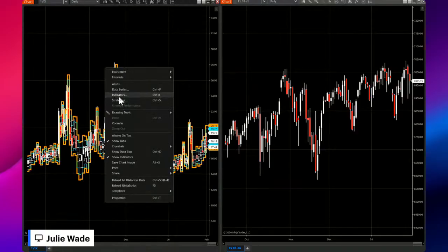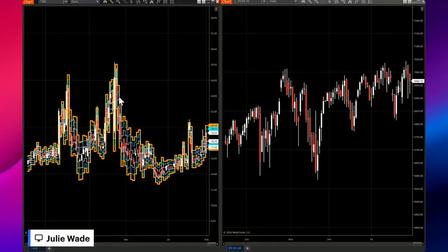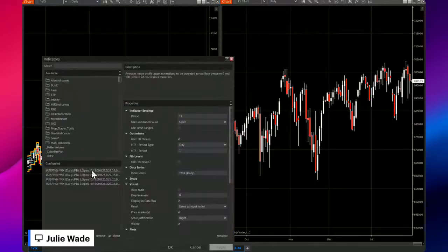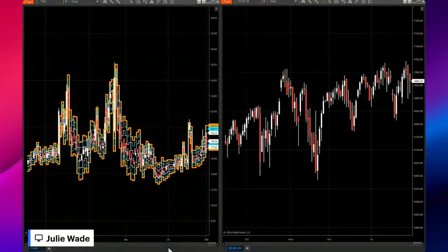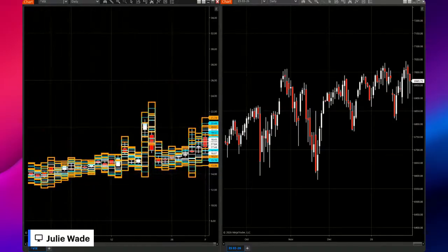So we can go in and modify the settings. So here's your open, here's your close, here's your 1 period open, and here is your 1 period close. So with the modifications, you can see that the distribution shifts.